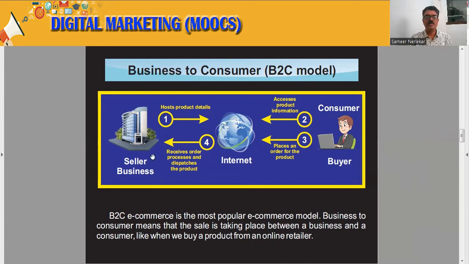Then what happens at the fourth stage? The seller businessman receives an order, processes and dispatches the product to the buyer by courier or some other medium. So in this way, the cycle gets completed. So this is the business to consumer model. Whatever we buy on the internet by using different apps or websites, all of those come under the business to consumer model.